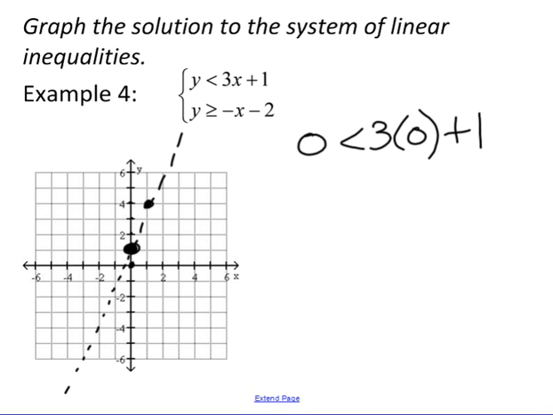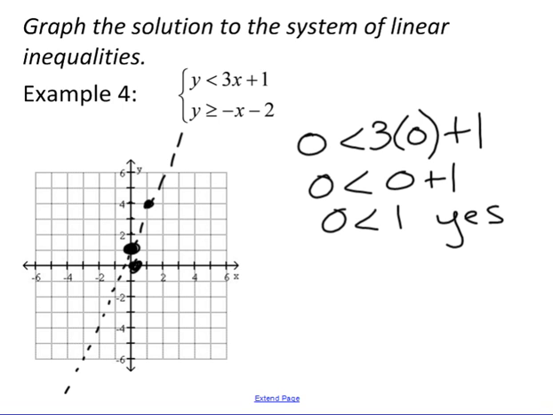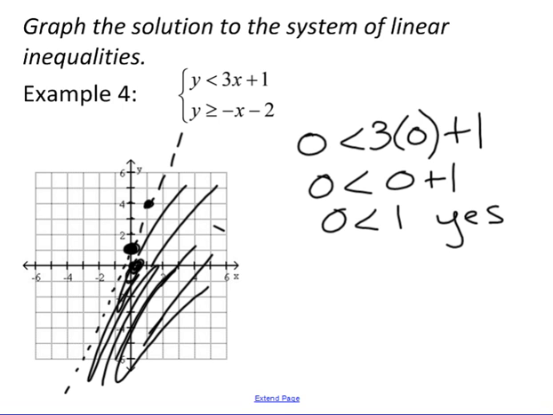And simplify the left side, simplify the right. 3 times 0 is 0. Is 0 smaller than 1? Yes, this is true. 0 is smaller than 1. Since that was true and our test point is here, we have to shade on the same side as the test point. We have to cover up that test point with shading. Now remember, when you shade, you're going to shade lightly with a pencil because you will have to erase.